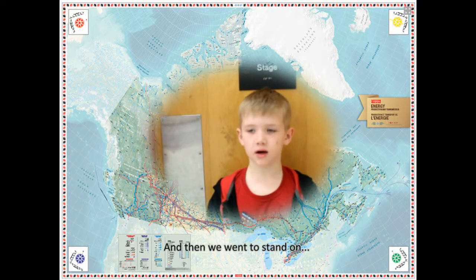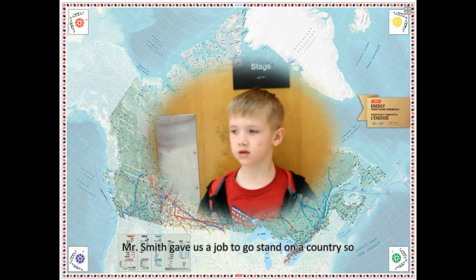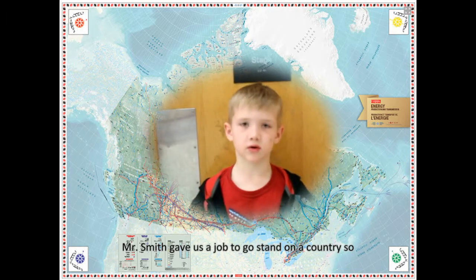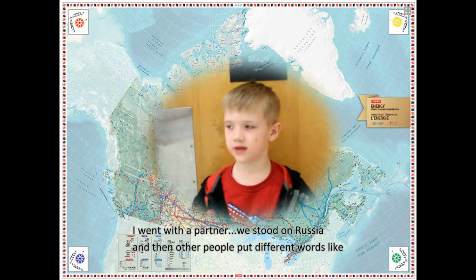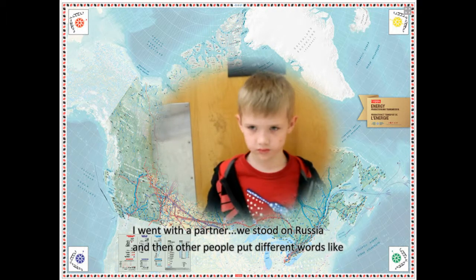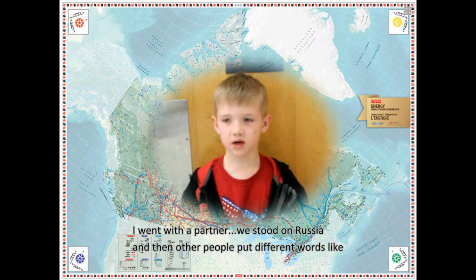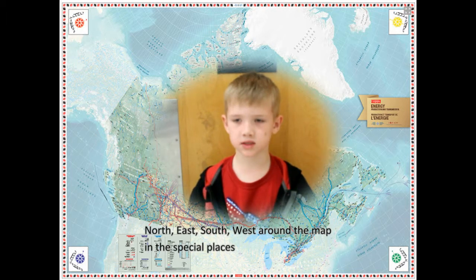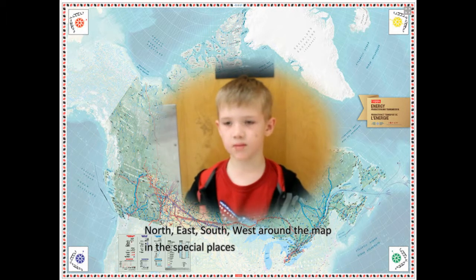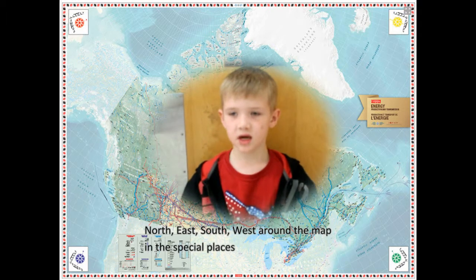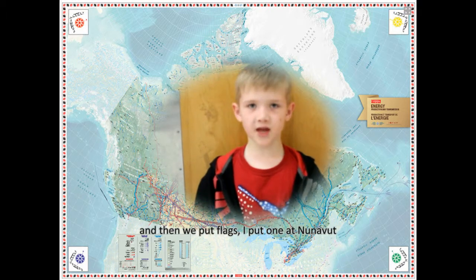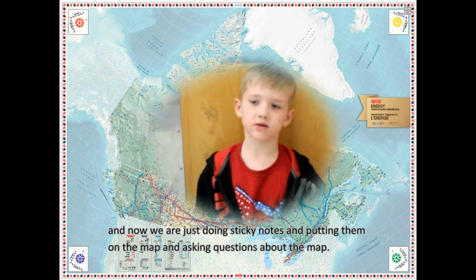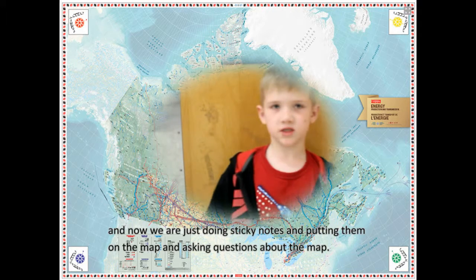we went to stand on, Mr. Smith gave us a job to go stand on a country, so I went with a partner and we stood on Russia because that's where I was. And then other people put different words like north, east, south, west around the map in the special places. And then we put flags. I put one at none of it. So, and now we're just doing sticky notes and putting them on the map and asking questions about them.